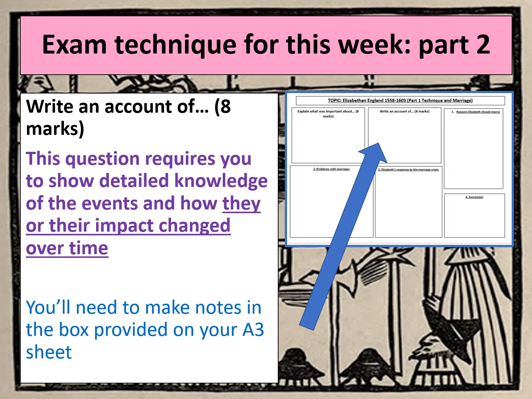Our second exam question this week is "write an account of." Now this is a lovely question. This is a question that requires you to have detailed knowledge of the events and how they or their impact changed over time. So you might talk about the event in the short term as it was happening and then over the longer term as well. Sometimes in these kind of questions it's nice to show, well, what was the cause of an event, what were the actual events itself, and what were the impacts over time and at the time itself. You could divide it up in that way. Again, you need to make sure that you're making notes in the appropriate box, which here is the top middle box.